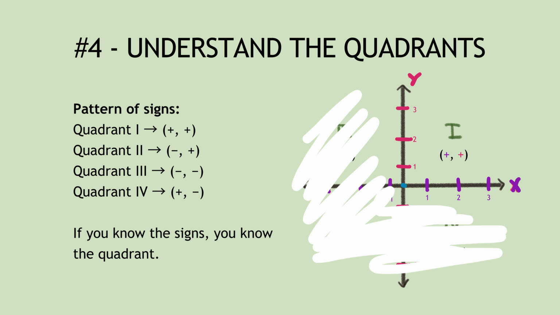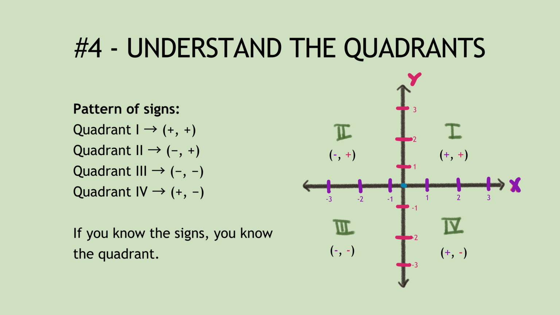Okay, so boom. In quadrant 1, we see that our purple numbers are positive and we see that our pink numbers are positive as well. So purple is for the x-axis, pink is for the y-axis. So if you are given a point and both of the numbers are positive, you should know that your point should be plotted in quadrant 1. Let's move to the left of quadrant 2.